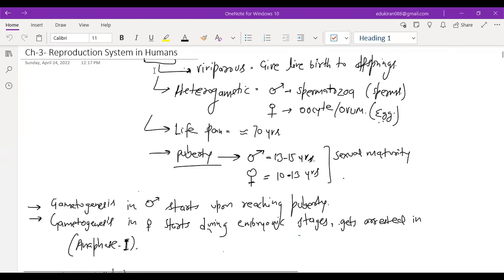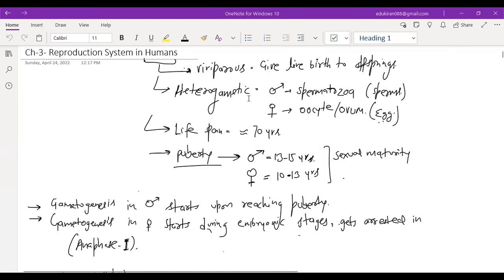So in humans, it is sexual reproduction, and there are two types of organisms, oviparous and viviparous. Oviparous lay eggs and viviparous give birth to the offspring. Humans are viviparous. We give birth to the offspring.